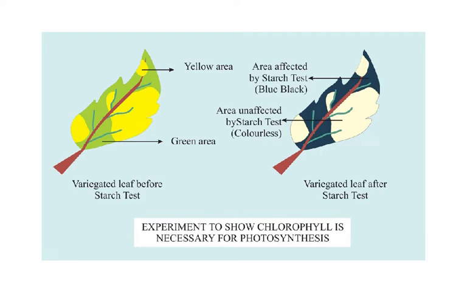So when you test the leaf for starch, you've boiled it in alcohol, and then you put the iodine on it. Then you find out that the green areas will be blue-black because the green areas will have converted light energy to chemical energy and glucose will have been made, and then the glucose will have been converted to starch and stored in the leaf. So the green areas will contain starch and will be blue-black in color, which you can see here. But the yellow areas will be unaffected and they'll be colorless, of course, or they'll be brown, which is the color of iodine. So this is a variegated leaf after the starch test.